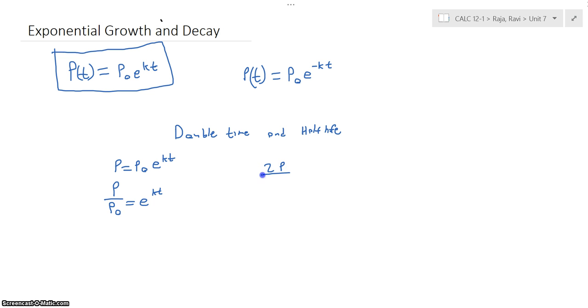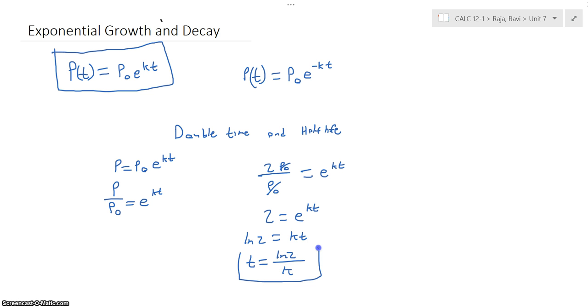That leaves you with 2 times P naught over P naught equals e to the kt. Now the P naughts cancel, and you have 2 equals e to the kt. In order to get rid of that e, we can ln both sides, so we'll have ln 2 equals kt. Then this can be rearranged so that t equals ln 2 over k. So that's what it is for double time.